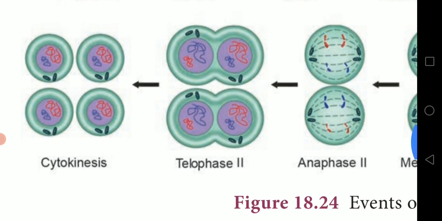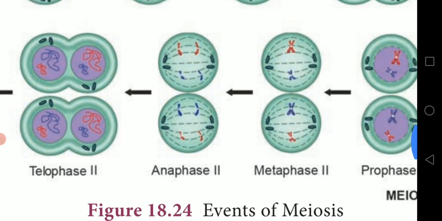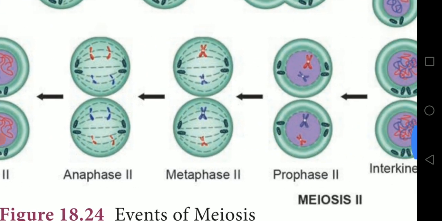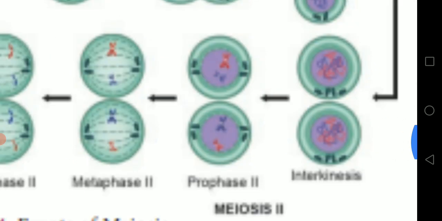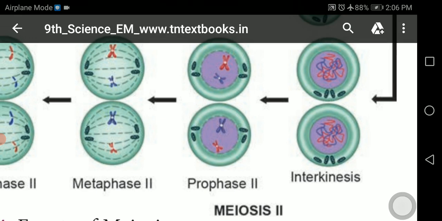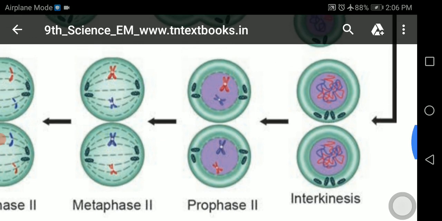First one is prophase 2. Here, interkinesis takes place after interphase. In prophase 2, the centrioles divide into two. Each one moves to opposite poles. Aster and spindle fibers appear. Nuclear membrane and nucleolus disappear.